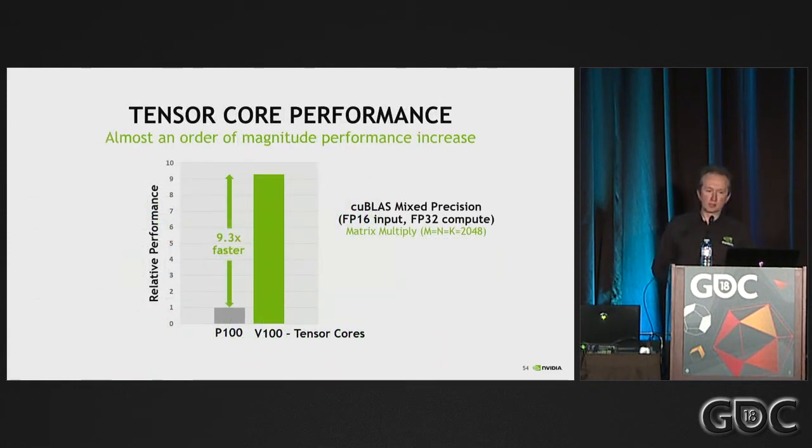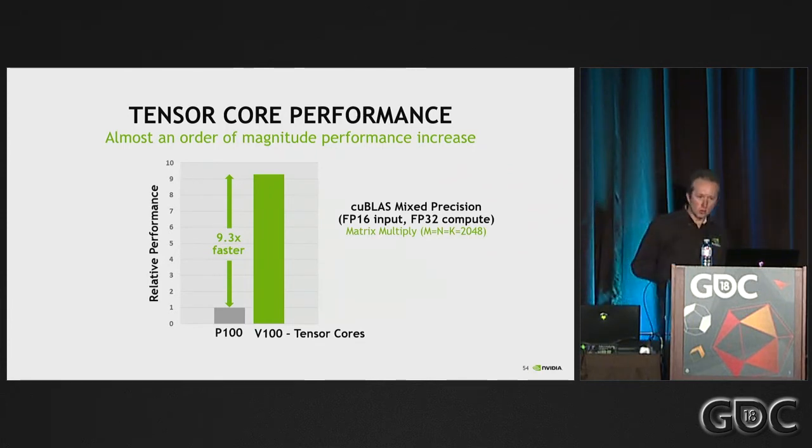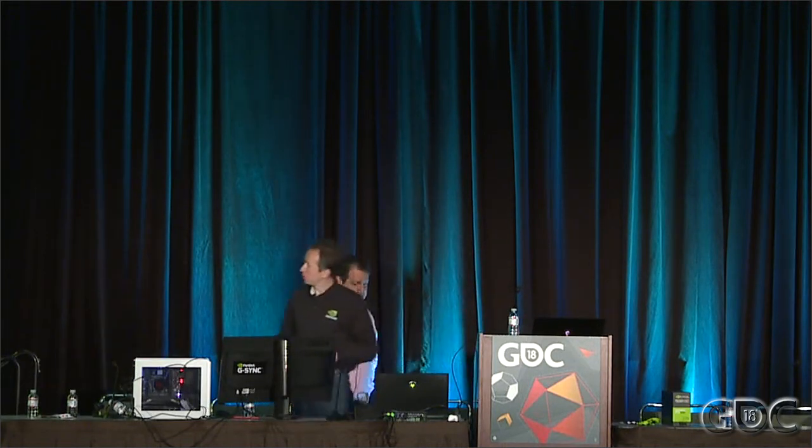So in optimized implementations, Tensor core usage can provide substantial performance speedup. This is measured in our linear algebra package, performing standard matrix multiplies on fairly large matrices. There is almost an order of magnitude performance increase relative to our previous design, the Pascal hardware. Now, to illustrate the kind of performance gains that can be obtained with meta commands in a real application, we actually have a demo that I'd like to show.